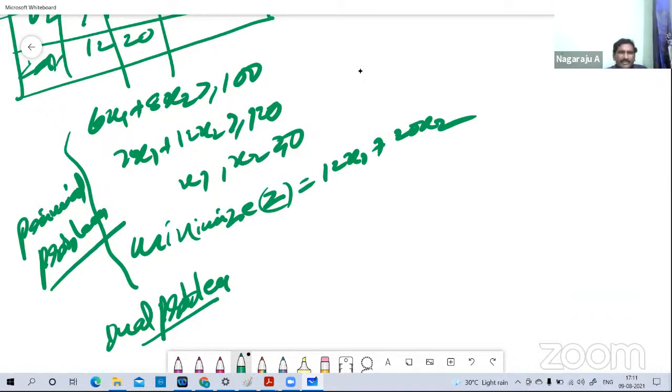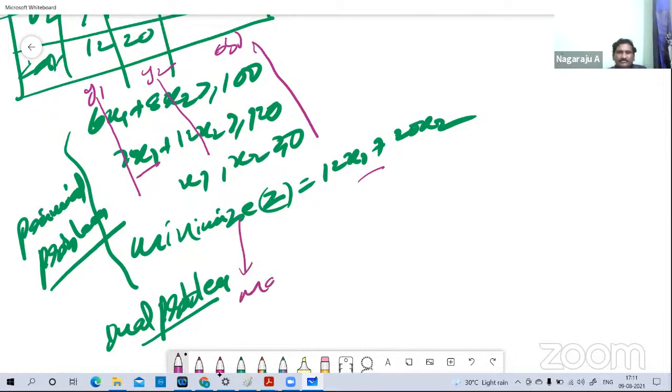Converting into the dual problem, I will take these first. This is y1, this is y2. Here are the objective function coefficients. Here x1, I will compare. In the conversion, the minimization will be converted into the maximization. Maximization z equal to. Objective function we should take.